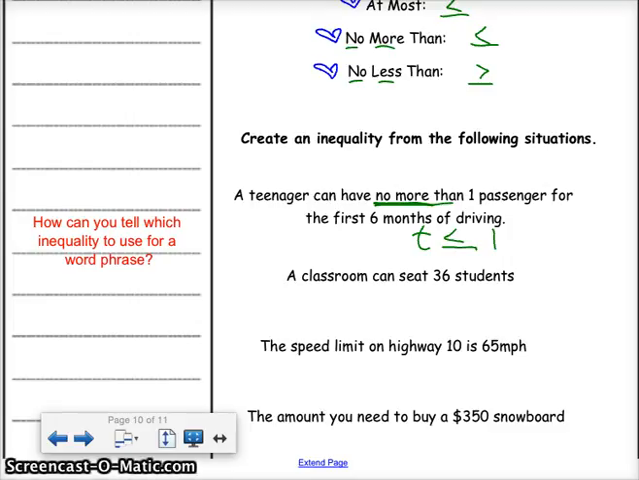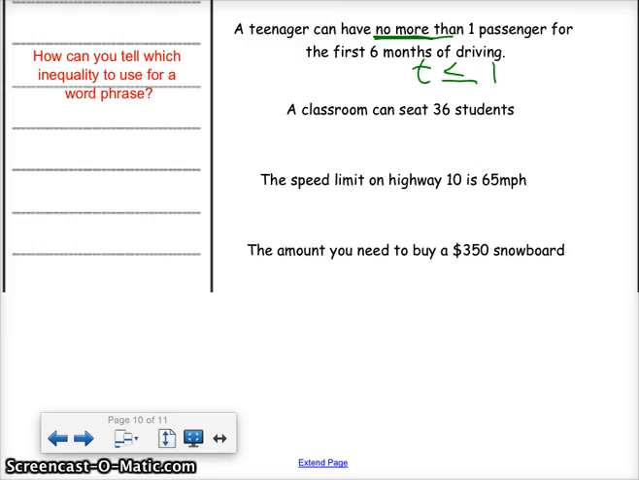A classroom can seat 36 students. 36 or less. Well, but you always want your variable first. So I'll call my variable S for students. My students has to be what, bigger than or less than? Less than. I have to be less than, or I can equal 36 kids.